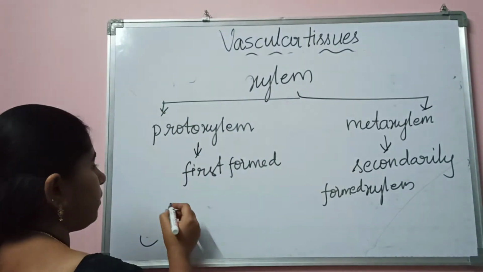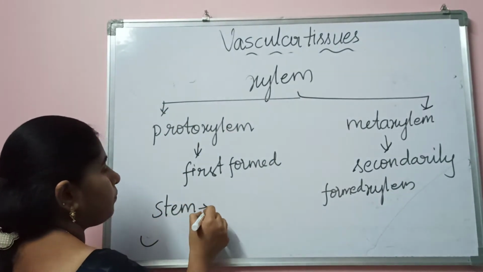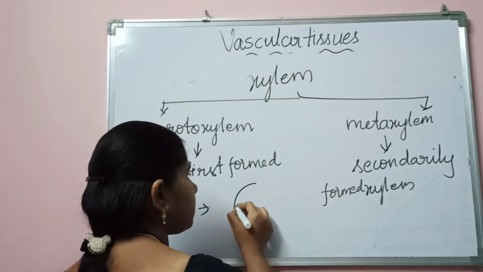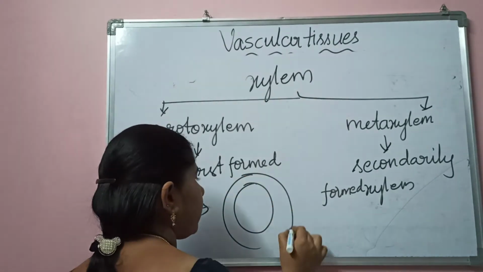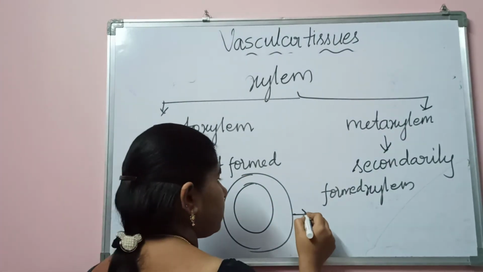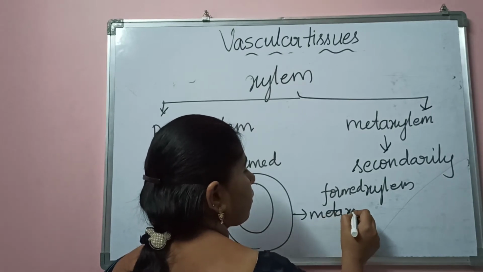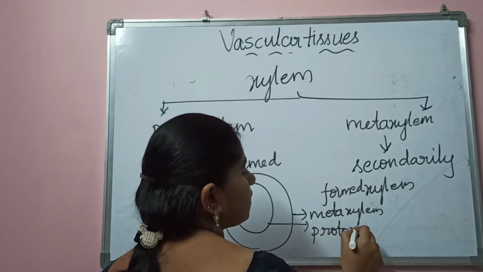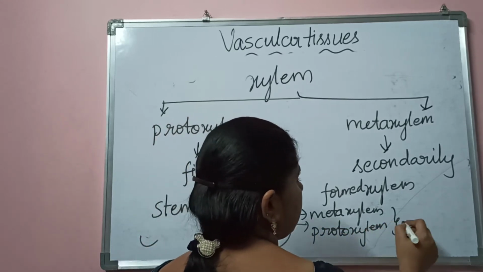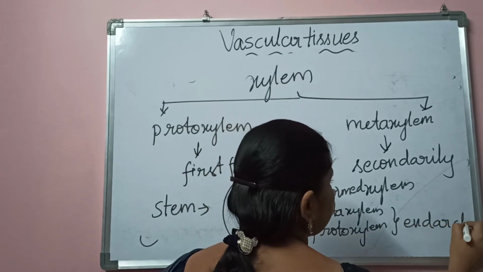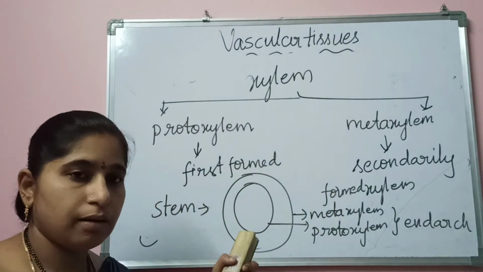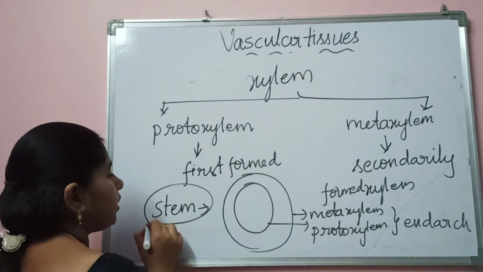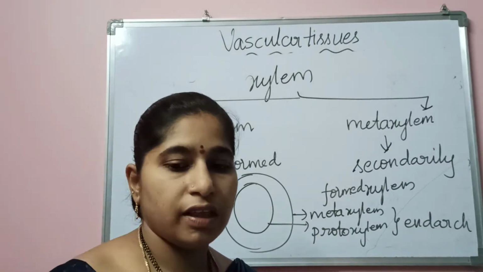If you see in the stem especially, the protoxylem will be towards the center, and surrounding that, towards the corners, the metaxylem. If the protoxylem is towards the center and the metaxylem is towards the periphery, it is called endarch xylem. So endarch xylem is observed in the stem.